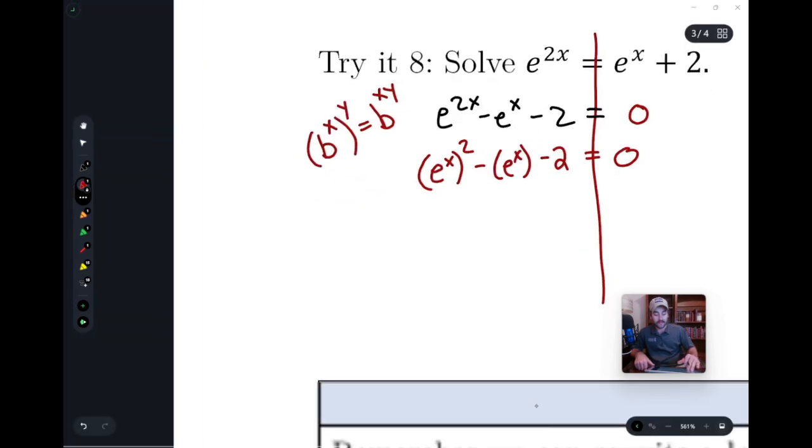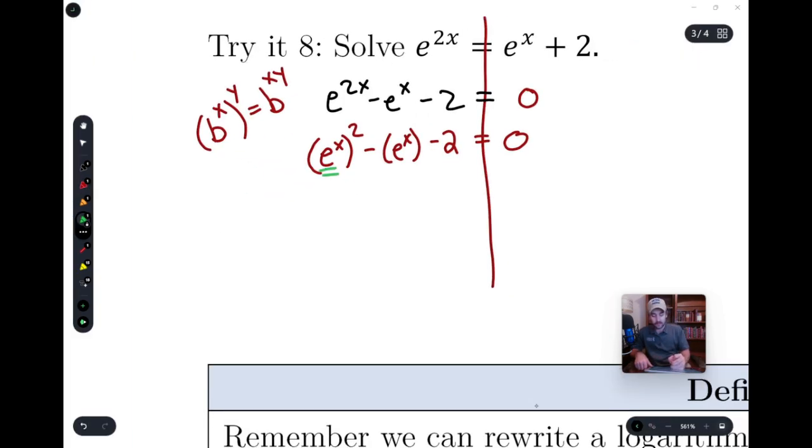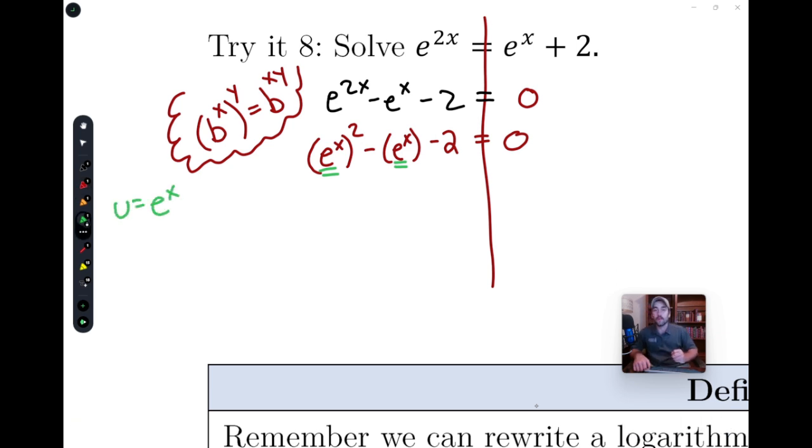Now, wouldn't it be really nice if that wasn't e to the x? Wouldn't it be really nice if that e to the x was something like a variable, like u? So off to the side, I'm going to make a note that u equals e to the x, and we're going to substitute that in. So u squared minus u minus 2 equals 0.